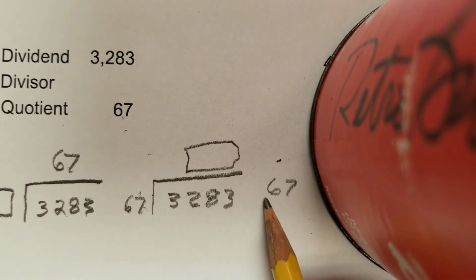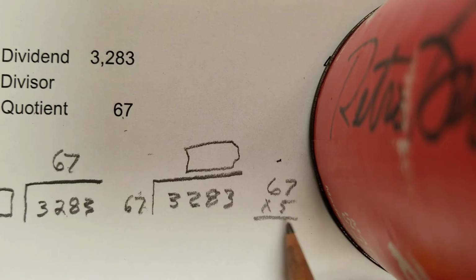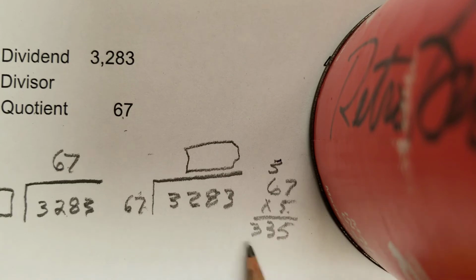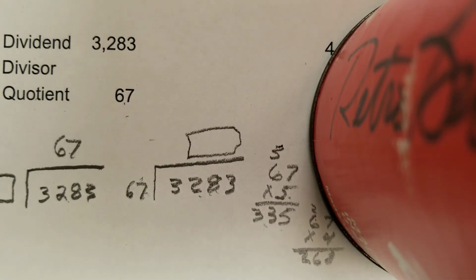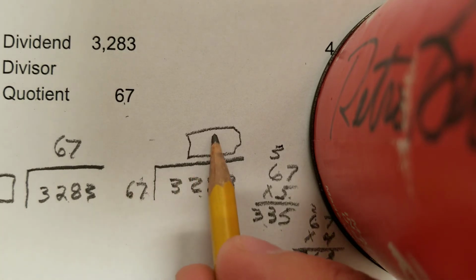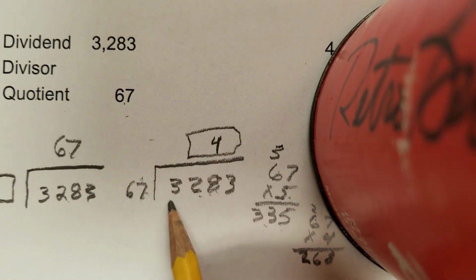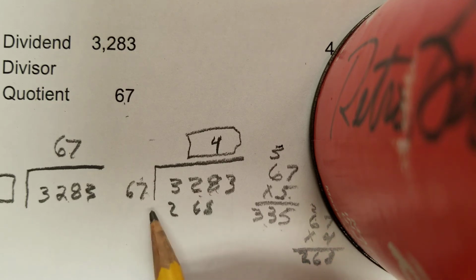So over here, I'm going to do 67 times 5. 7 times 5 is 35. 6 times 5 is 30, plus 3 is 33. I've got too much. 5 is too many. So I'm just going to do 67 times 4 real quick. 7 times 4 is 28. Carry my 2. 6 times 4 is 24, plus 2 is 26. So that's 268. I know it's kind of hard to see there, 268. So it's 4 times. It is 268.